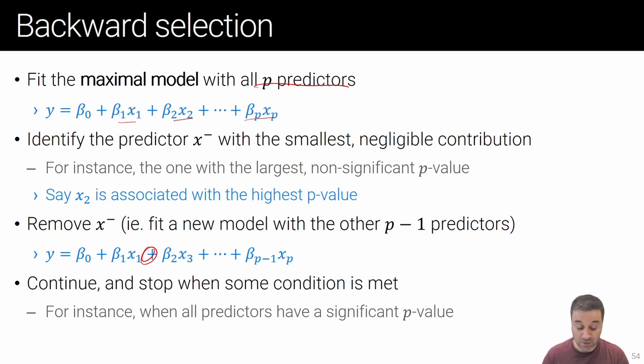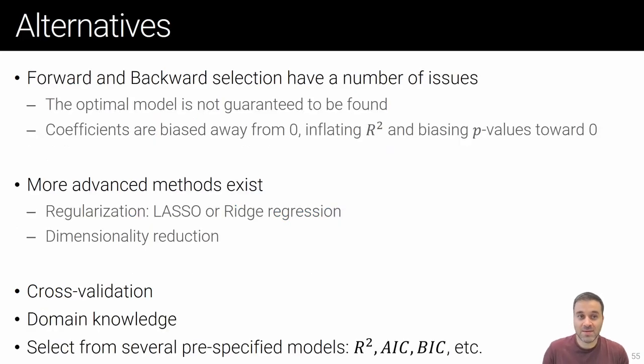And so we continue doing this until a certain condition is met. For example, all the remaining predictors have a significant p-value. So all the predictors that remain in the model, all of them are statistically significant. Then that's it. We finished. That's our selected model. So those are two quite simple alternatives to build a model, to select a model. We either start with something very simple and make it more and more complicated, or we start with the most complicated model and start simplifying it.